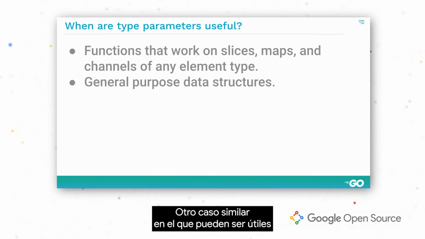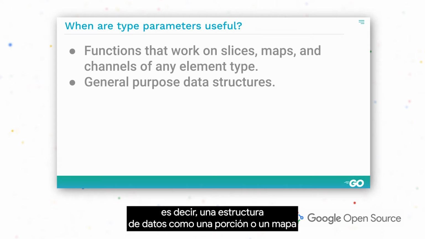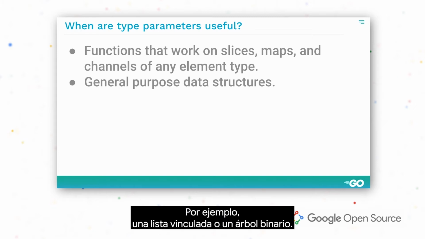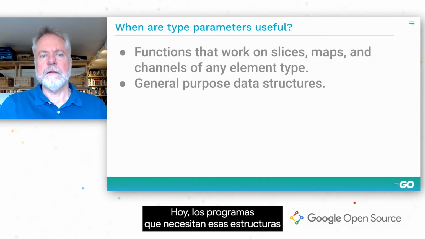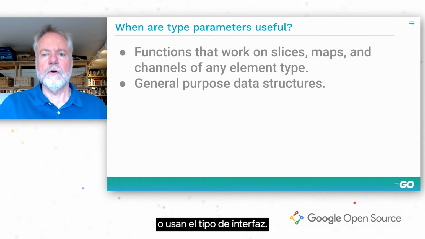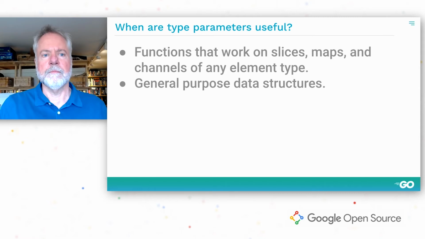Another similar case where type parameters can be useful is for general purpose data structures. By general purpose data structures, I mean a data structure like a slice or a map, but one that's not built into the language. For example, a linked list or a binary tree. Today, programs that need such data structures write them with a specific element type, or they use an interface type.